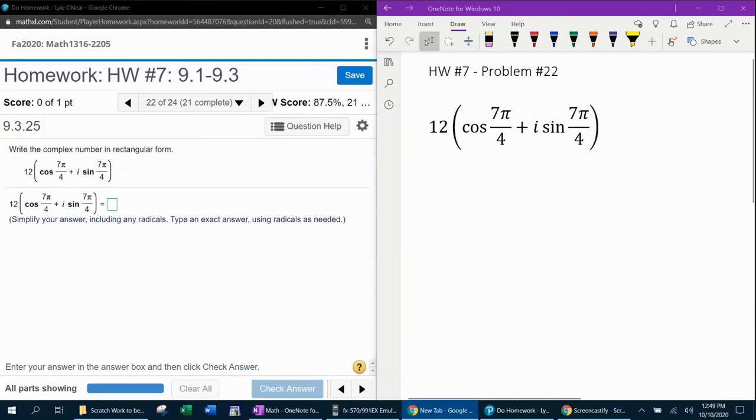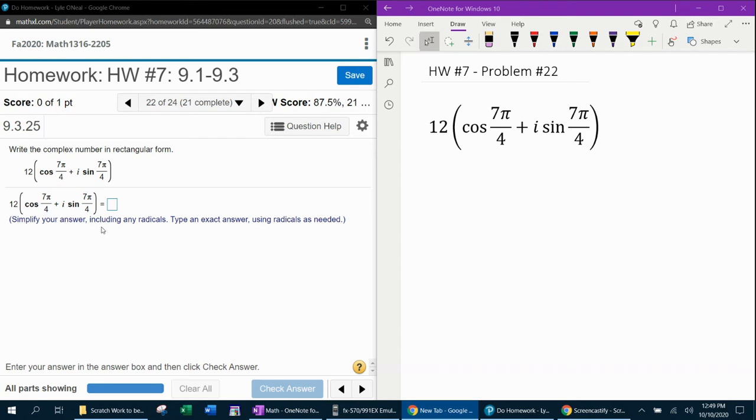All right, here we go. Question number 22 from our 13-16 homework number 7 in MyLab Math. They want us to write the complex number in rectangular form. What they have given me is a complex number in polar form. I need to convert that into rectangular form.